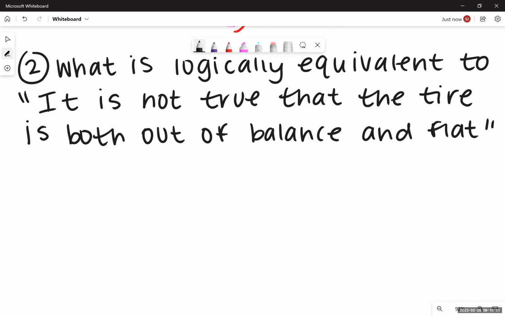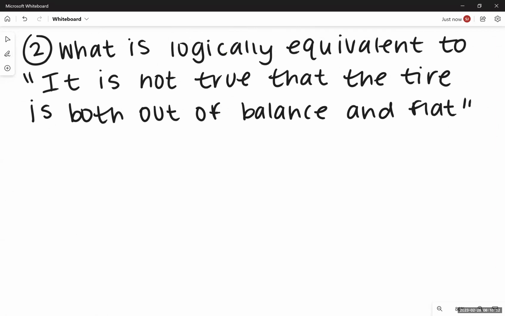So it's kind of like we're going back to 3.1 with actually having sentences. Now I'm going to write under here, because it's very similar to the homework, like it's not verbatim because my words are different, but the setup is the same. You're going to be given words and then you're going to be given statements in English. And then what you need to do is actually state, this is P, this is Q, write it symbolically, and then you could look at it that way. Okay, so what is logically equivalent to? It is not true that the tire is both out of balance and flat. Here are the different statements that it wants me to decide what's equivalent.